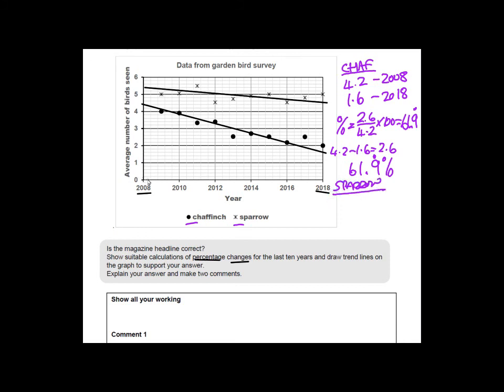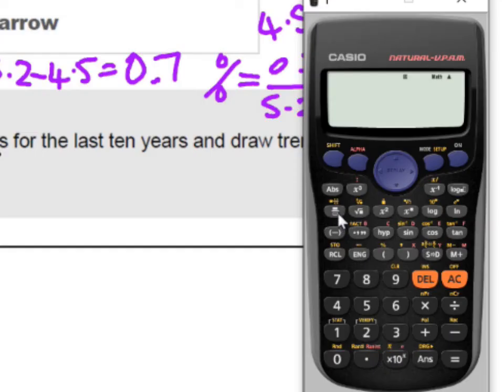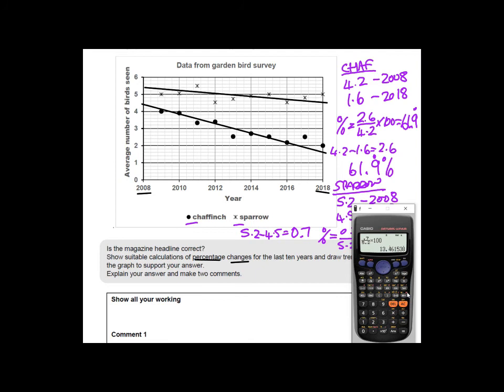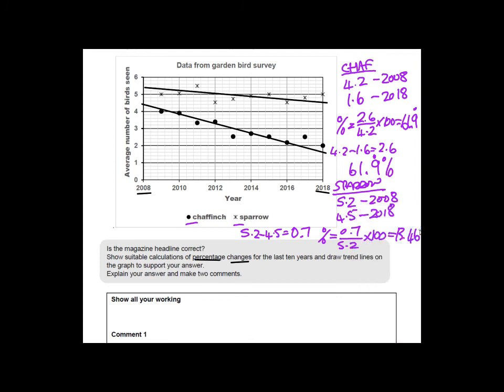If we look at the same for the sparrow, and take the readings in 2008, which is 5.2, and we've got 4.5 in 2018. So the difference is 0.7. So our percentage change is the difference divided by the original times 100. So let's do that. We can do this as a fraction again, so we can have 0.7 as our numerator and 5.2 as our original amount as the denominator, and just multiply it by 100. And that gives us a percentage change of 13.46. So the change for the sparrow, 13.46%.